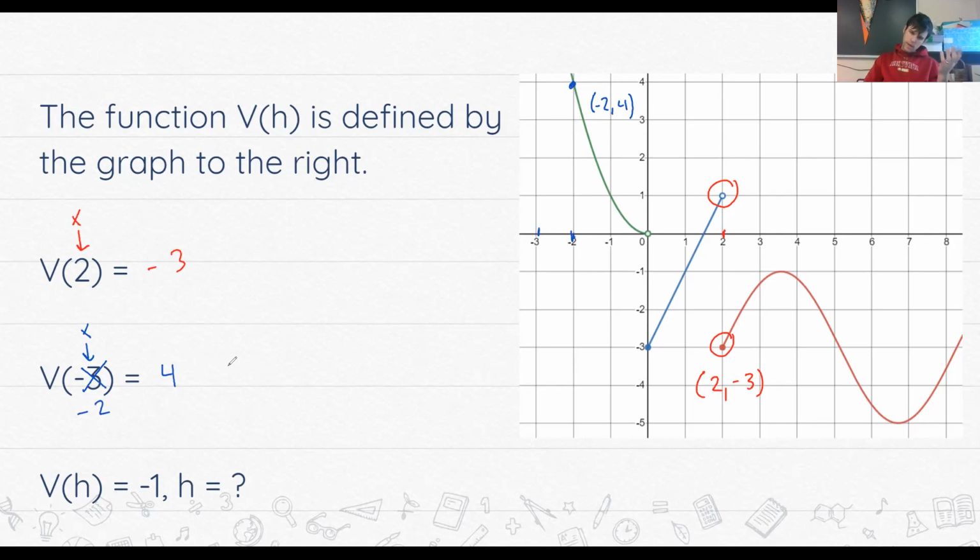Last question, a little bit backwards. V of h. So what input gives us an output of negative 1? Outputs are y's, so negative 1 is here. Turns out there are 2 points here, right? Both of these points could be solutions for this. So one of them, very easy, h equals 1. That one's nice, right on the grid line, pretty easy.